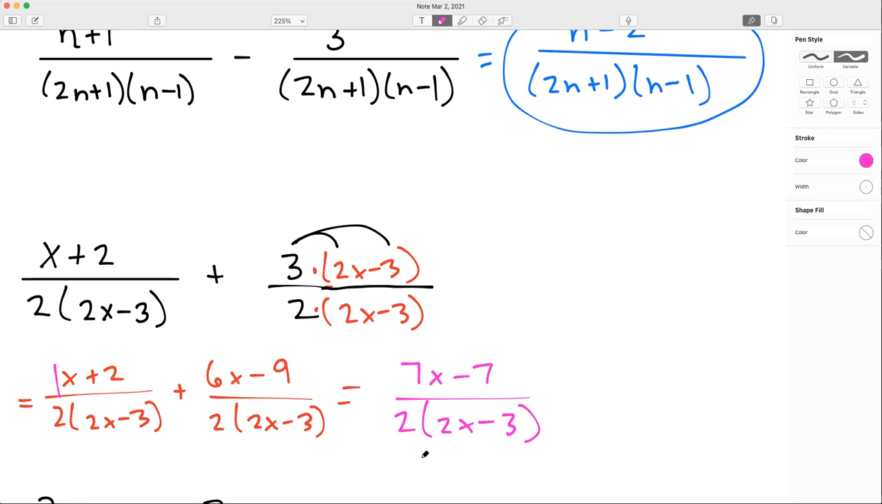Now, can we simplify this any farther? Well, we can factor a 7 out at the top so that we would have like a 7 times x minus 1, right? And then a 2 still times a 2x minus 3. But there's nothing that can cancel on top and bottom. I mean, these are all married. You can't break these apart. Can't factor anything else out of them either. So we're done. This is our answer.